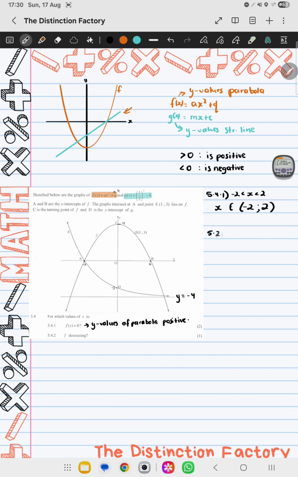Our next question is 5.4.2, and it says, where is f decreasing? Now remember that f refers to your parabola. And they want to know, where is the parabola going downwards? Where does it have a negative gradient? So let's look at the different sections of our graph yet again. And this time, I will include my turning point of the graph because I know that the turning point is where the graph stops going upwards and starts going downwards, or it switches direction. It starts, instead of going downwards, it starts going upwards and so on.